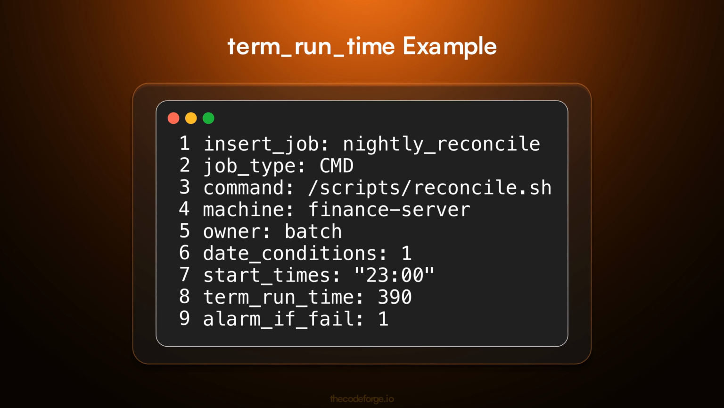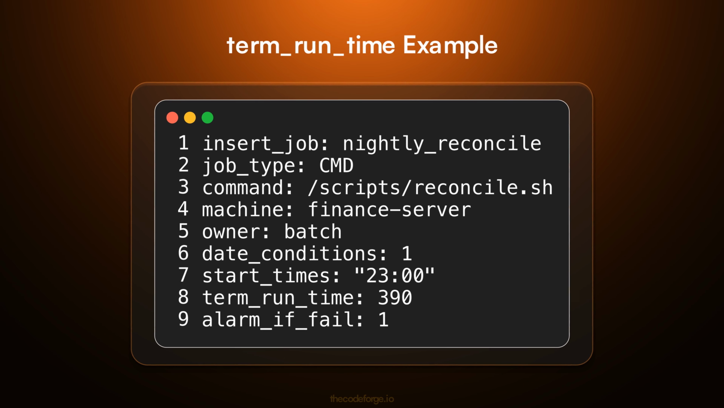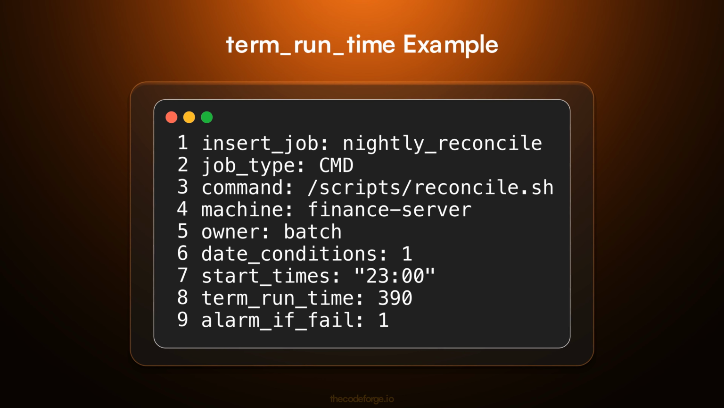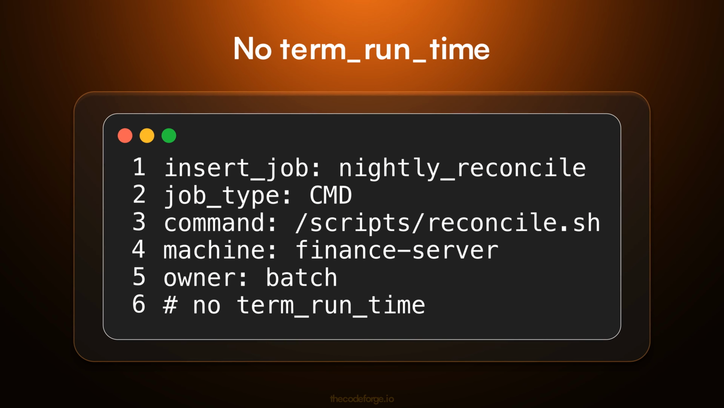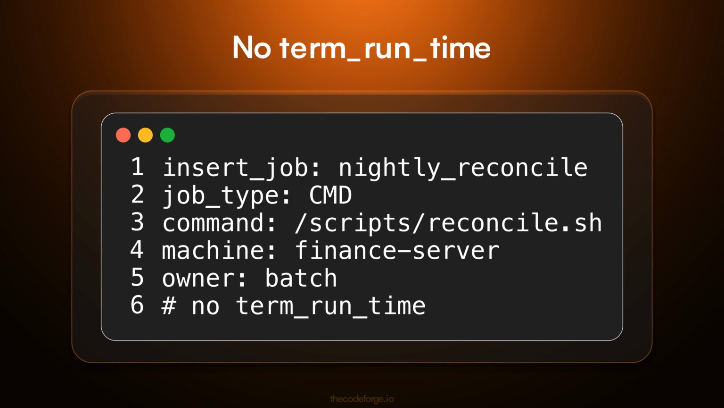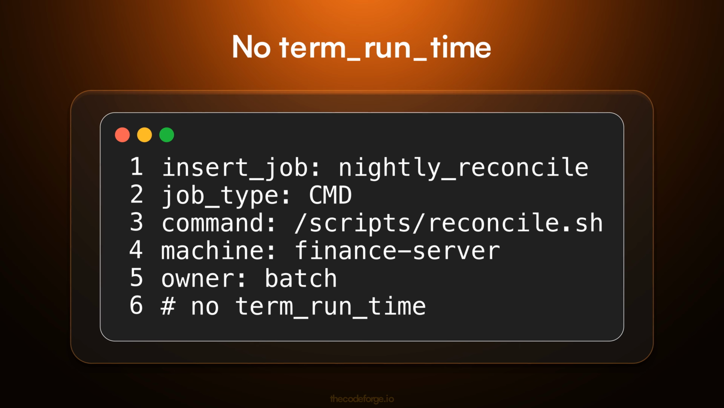This job has a term runtime of 390 minutes, 6.5 hours. If it's still running at 5:30 a.m., AutoSys kills it and marks it terminated. The timer starts when the job starts, not at the scheduled time. Without term runtime, a hung job can block downstream jobs indefinitely. In one incident, a database lock caused a job to hang for 14 hours, missing the morning SLA. Always set term runtime on jobs that touch external systems.